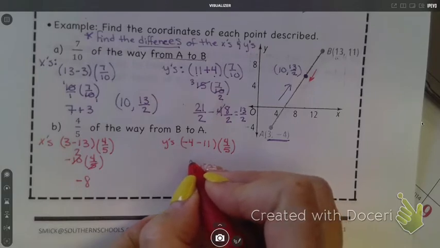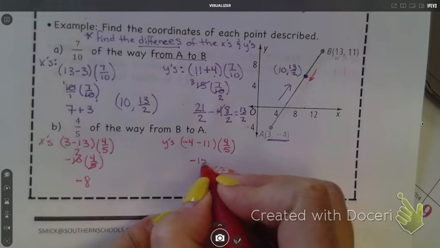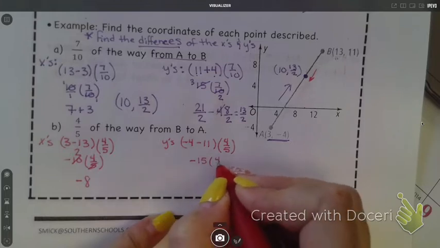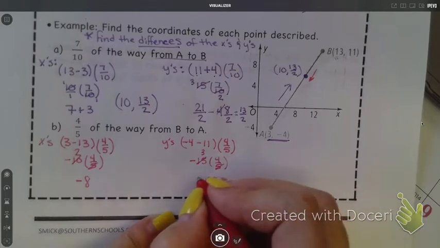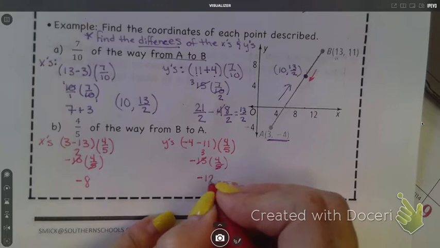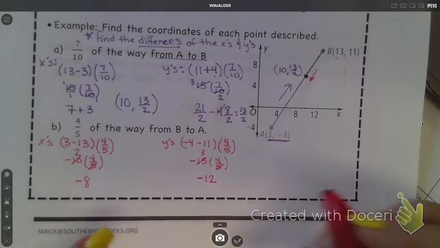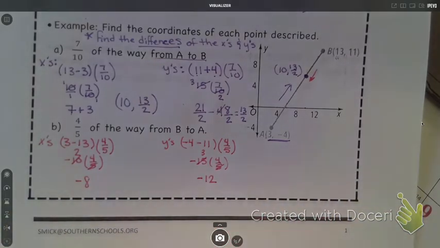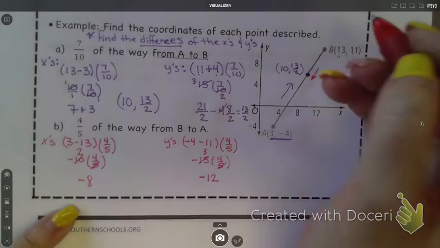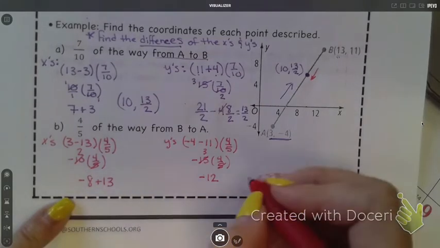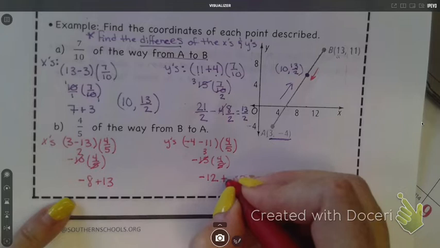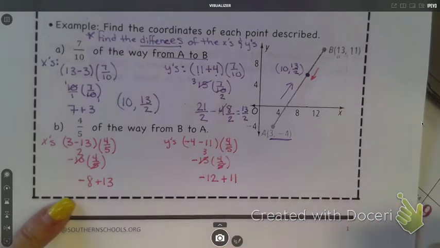So now I get negative 15, and 5 goes into 15 three times. So I get negative 12. Now it makes sense to get negative because we're going backwards on the number line. So we have plus 13 and plus 11? Yes.